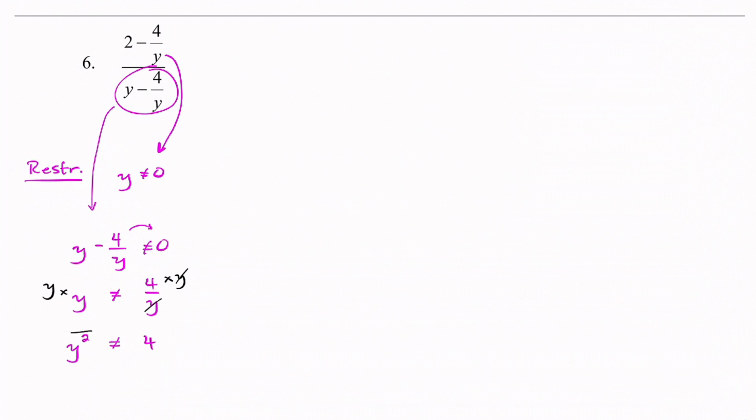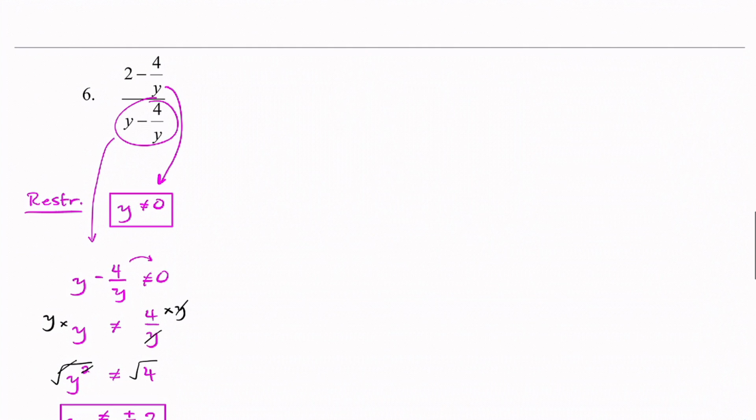And then last step, we just have to take the square root to get rid of that square. So we've got y does not equal. And when you take the square root, remember, that's going to give you a positive and a negative. So y cannot equal a positive or a negative 2. So those are our restrictions.